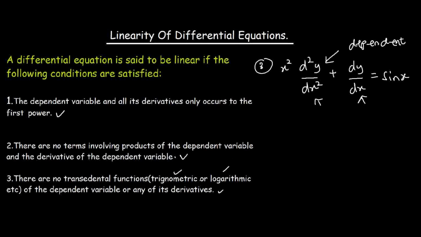Let's look at the third one. There are no transcendental functions of the dependent variable or any of its derivatives. And looking at this, there is no term like that, because this x here is not the dependent variable, it is rather the independent variable. So therefore this differential equation is a linear differential equation, because it satisfies all these conditions here. Okay, let's take another example.